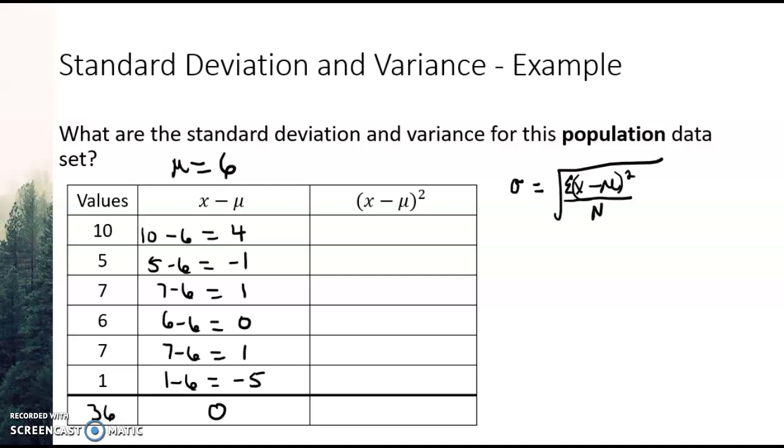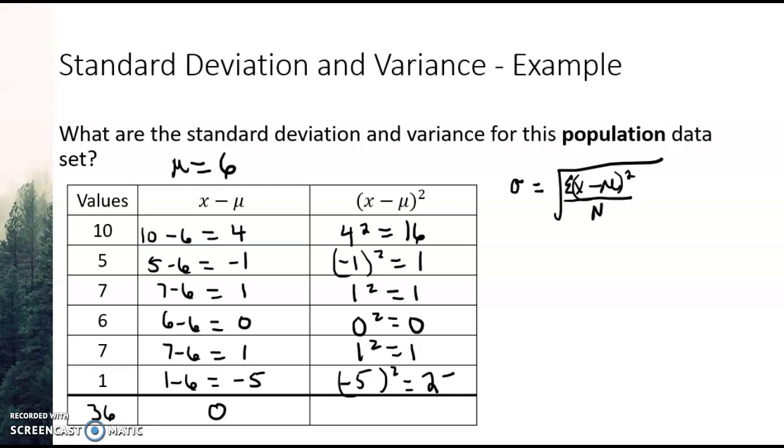The next part of the formula says that you take the thing in the brackets and square it. According to BEDMAS, we do brackets first, then exponents. So we're going to have to take each of these deviations we calculated and square them. So I knew 10 minus 6 was 4, so next I'm going to do 4 squared. That will give me 16. Negative 1 squared is positive 1. 1 squared is 1. 0 squared is 0. 1 squared is 1. And negative 5 squared again would be 25.